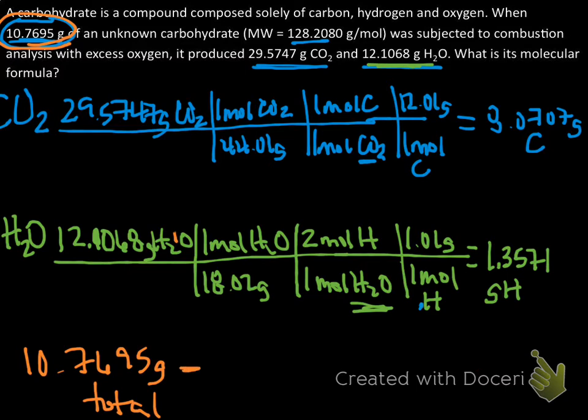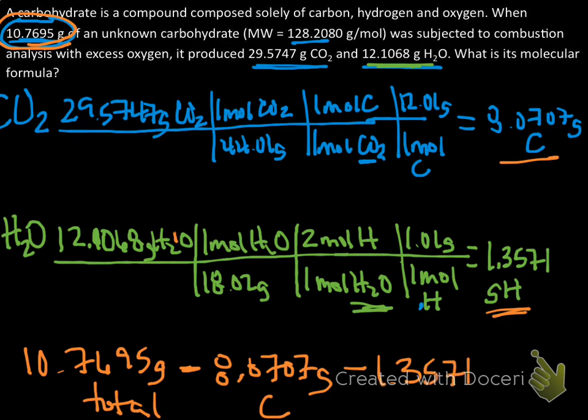We're going to subtract out carbon from that, 8.0707 grams of carbon. And then we're going to subtract out our hydrogen. So then whatever is left is our oxygen. So when we subtract that, we end up with 1.3417 grams. I know that's kind of hard to see. I'll start another sheet here in a second.